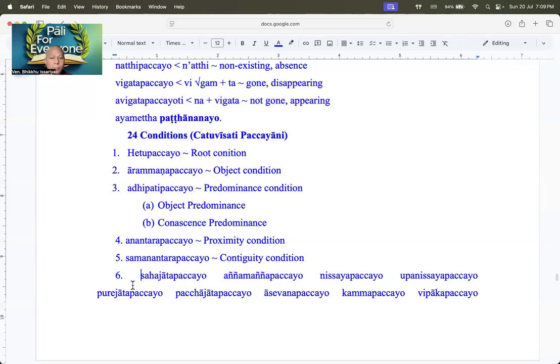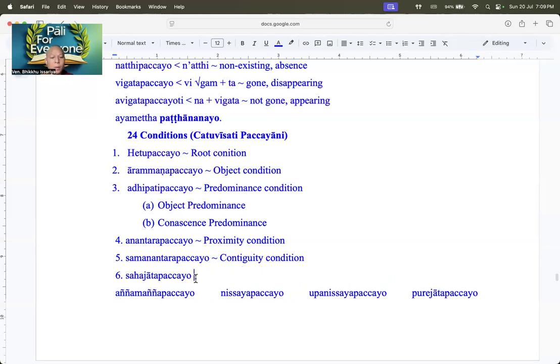And then the next one is Sahajāta. That is cognizant. So here, Ārammaṇādhipati. So object predominance in Pali is Ārammaṇādhipati. So cognizant predominance means Sahajātādhipati. So that is here Sahajāta, also actually the cognizant condition.